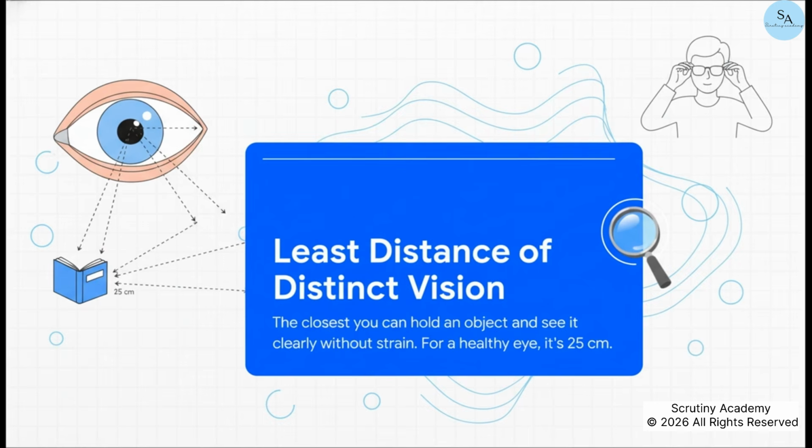So what is this 25 centimeters? It's what we call the least distance of distinct vision. Just think of it like your eye's personal space. It's the comfort zone for reading.